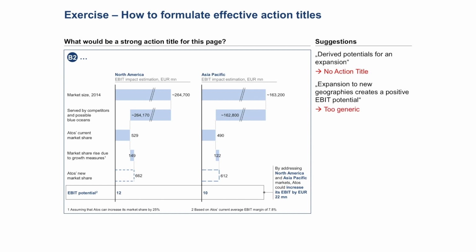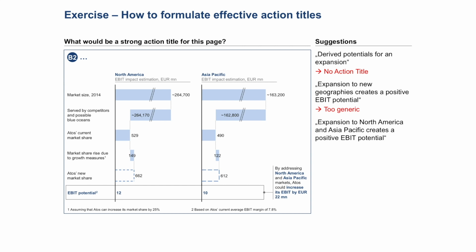So it's a bit better than the first action title because this actually is a full sentence and it really conveys a message. It says that there is a positive EBIT potential in tapping these new geographies, but it's still too generic. You can get much more detailed than that, and we will see this in future examples.